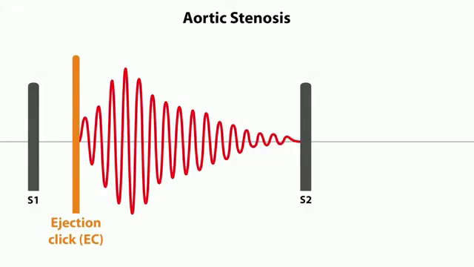So you hear S1, then there's an ejection click, and then the murmur starts. Now the murmur is sometimes described as a crescendo, decrescendo murmur. Those are musical terms. Crescendo means it gets louder, and then decrescendo means it gets softer. So you hear the murmur start soft after that ejection click, then it peaks in intensity, then it decrescendos or gets softer, and it ends at S2 when the valve closes. Or sometimes you'll hear it described as a diamond-shaped murmur.